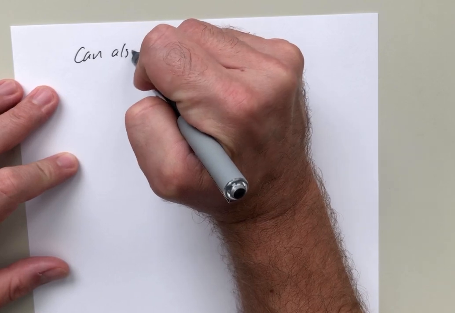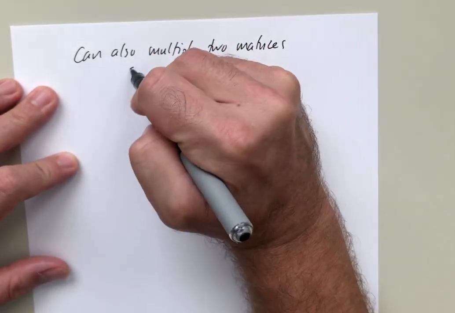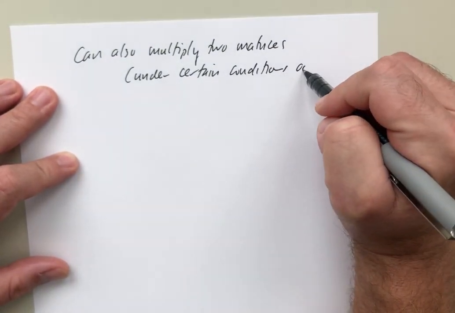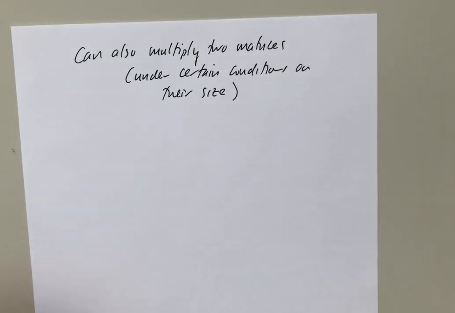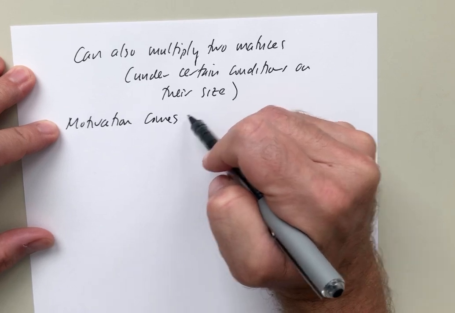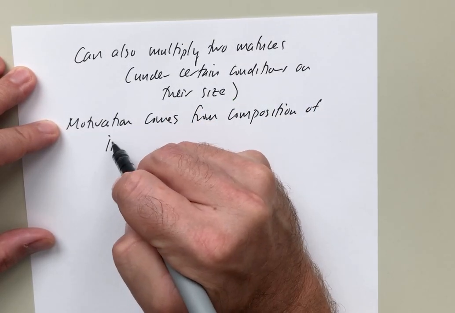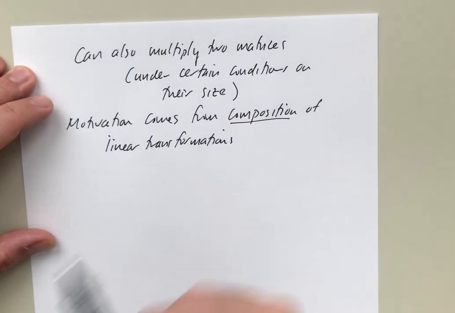What we want to focus on today is the maybe more interesting example of multiplying matrices. We can also multiply two matrices, I should say, under certain conditions, well, certain conditions on their size. Okay, so to motivate this idea of matrix multiplication, the motivation comes from composition of linear transformations. Let me explain what I mean here.